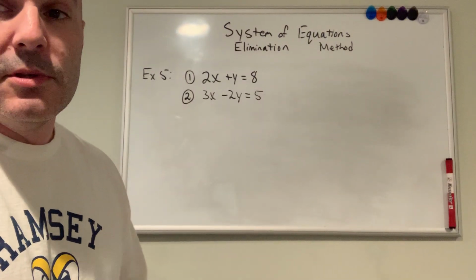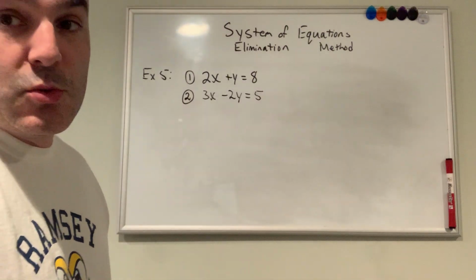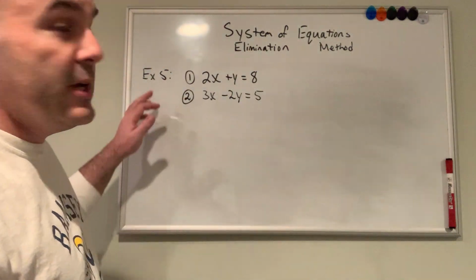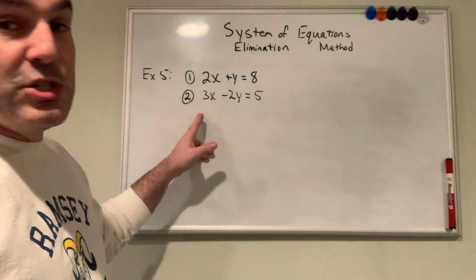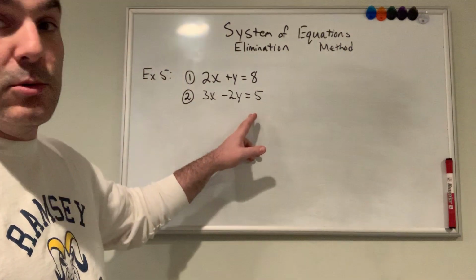Okay, now we're on example 6. We've got another little twist here. This one's a little bit more difficult. I'm looking at equation 1, which has 2x plus y is equal to 8, and equation 2, which is 3x minus 2y is equal to 5.